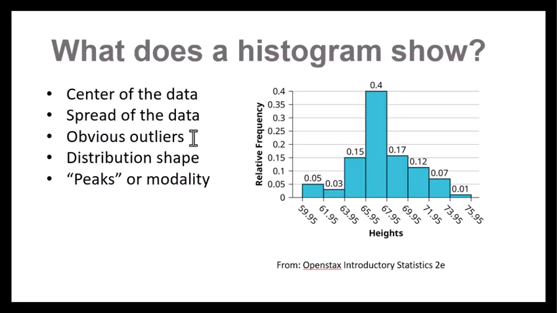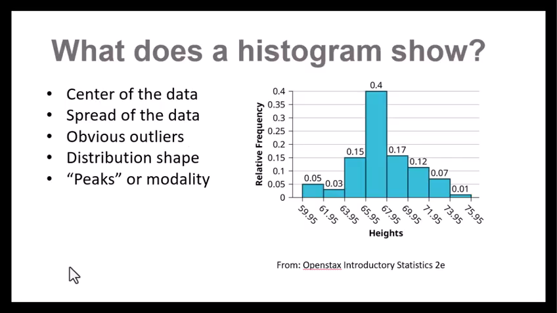Another thing you can look for in a histogram is any obvious outliers. In particular, you would be looking for gaps where certain classes didn't have any frequency, and then we have a little blip off to the right or off to the left. This particular graph doesn't have any obvious outliers, but if you have a bar off to the right-hand side or left-hand side with just a couple of individuals in it, that could indicate some outliers that are further away from the majority of the data.